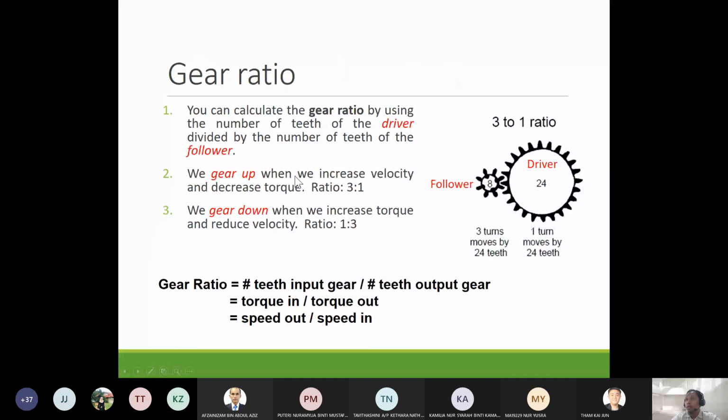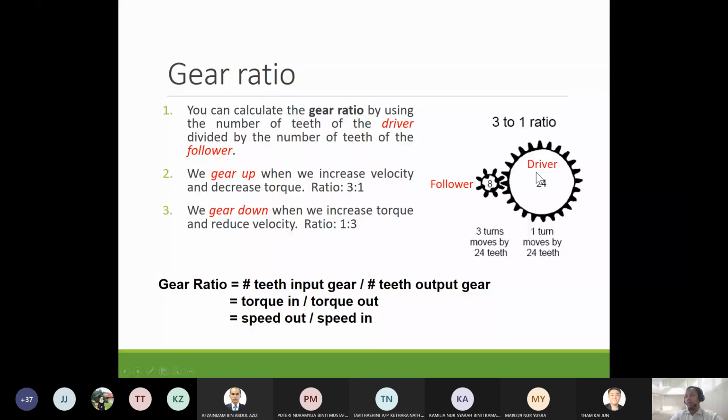We can calculate the gear ratio by using the number of teeth of the driver divided by the number of teeth of the follower. The driver and follower depend on which one you define. If you define the smaller gear as the driver, then the gear ratio is 1/3. If you define the smaller gear as the follower, then the gear ratio is 3 to 1. So we can gear up: increase the velocity, decrease the torque. Gear up is basically from the bigger gear to the smaller gear. Gear down, we increase the torque but reduce the velocity, from the smaller gear to the bigger gear.